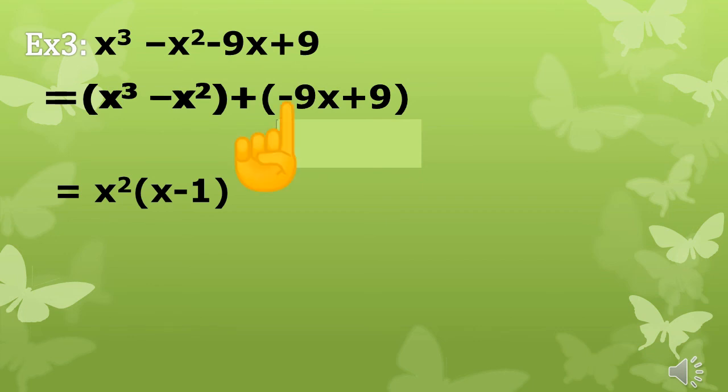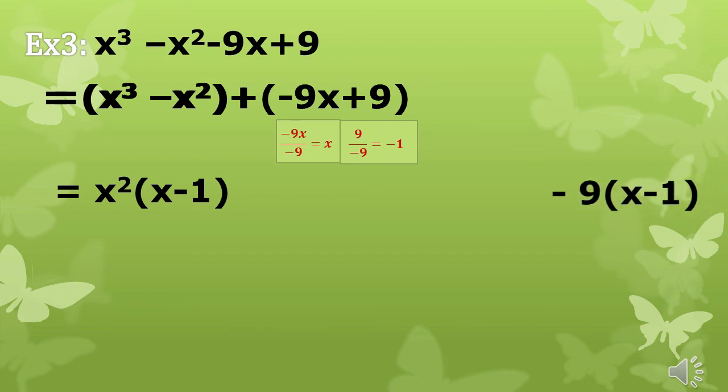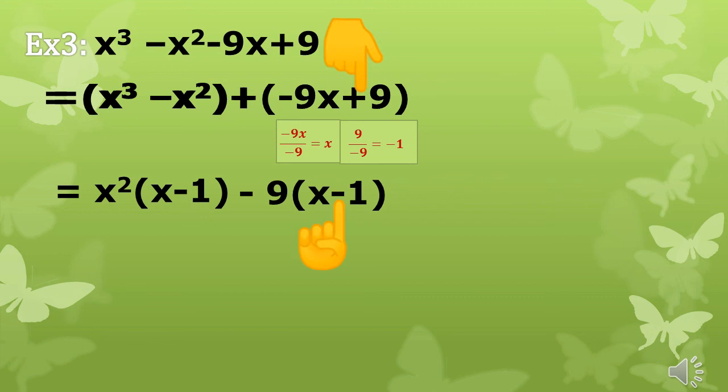To get rid of this negative in front of the 9, we're going to take negative 9 as the common factor. Then we will divide each term by it to get x and negative 1. Then we can write this as negative 9 multiplied by x minus 1. As you can see here, we have changed the sign because we are dividing by a negative number.